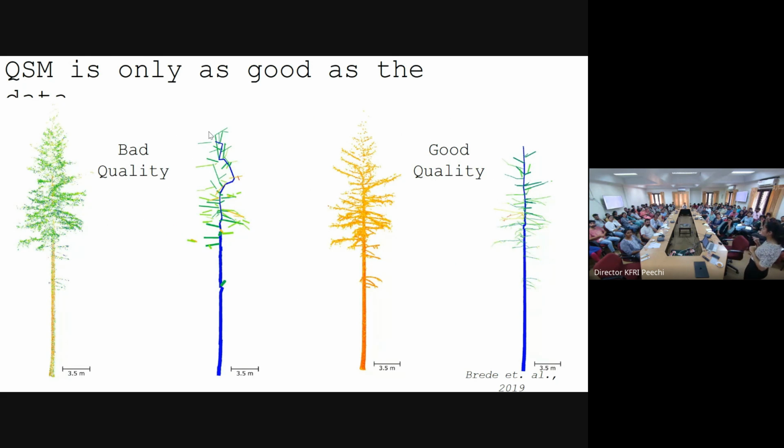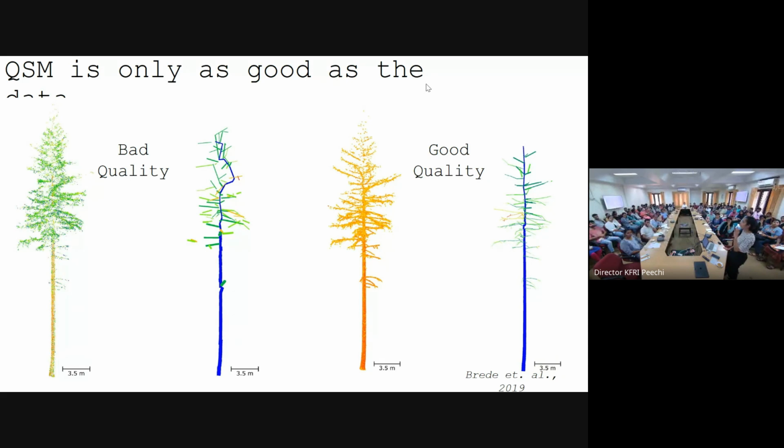So why is the data quality so important? And why do you have to make sure that you have a good acquisition protocol? The QSM, which is the cylinder fitting model, can only be as good as your data. If you have poor quality data, your QSM is going to look like this, which does not make any sense because it's just fitting some cylinders to your points. If your points are missing, if your points are noisy, you're going to have a noisy QSM. So you need to make sure that your quality of data is pretty good to have a good quality QSM.